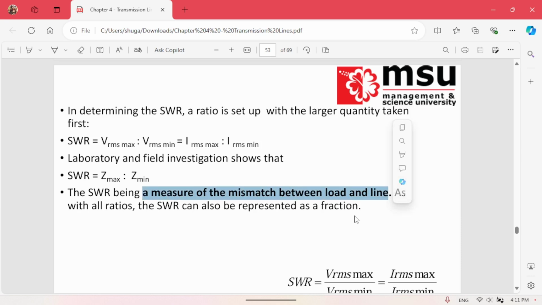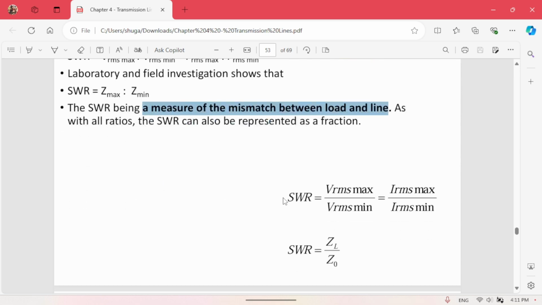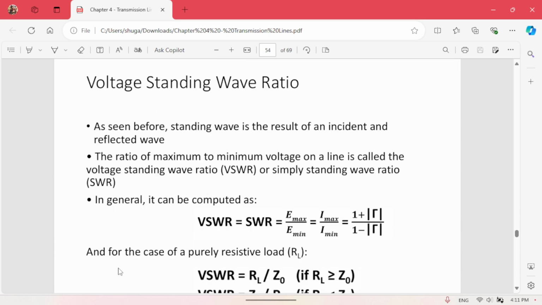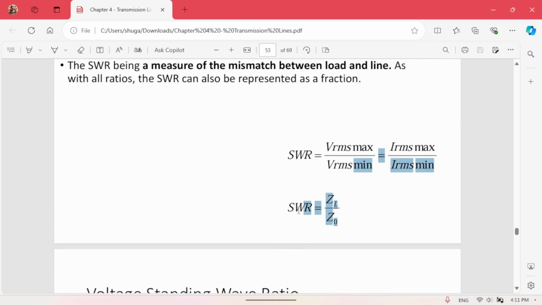As with all ratios, the SWR can also be represented by this equation. Okay, SWR is equal to VRMS max per VRMS min, or current RMS max and current RMS min, as well as SWR equal to ZL over Z0. This is what we mainly use in question papers. Okay, SWR equal to ZL, Z load, over Z naught.